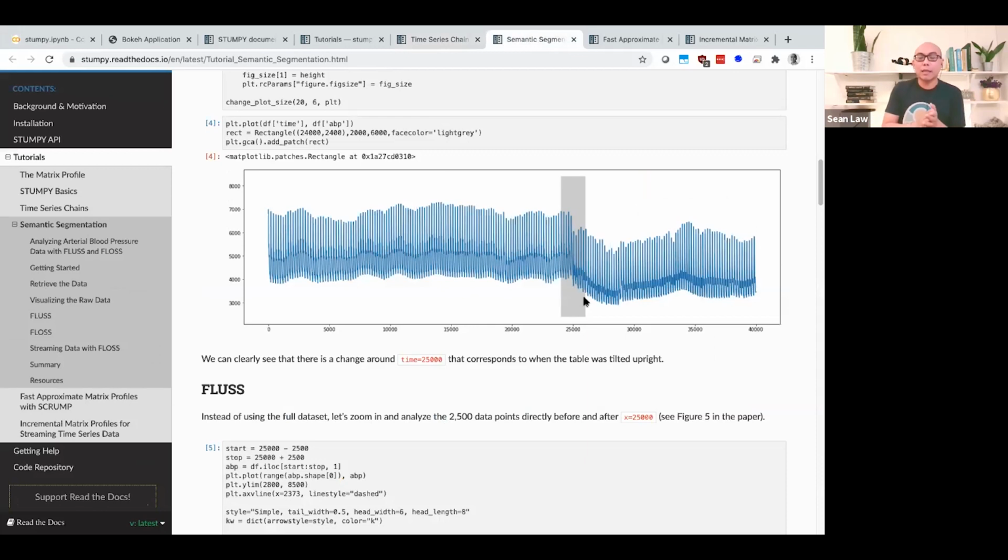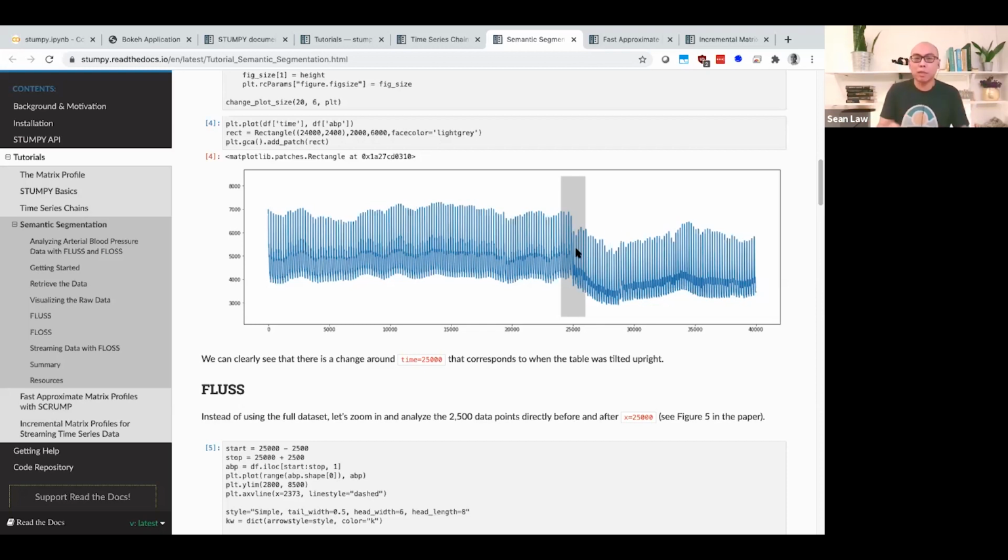But there's also another idea called semantic segmentation. This is a data set looking at blood pressure. You can see that there are two regimes here. There's one group on the left, and then eventually something happens and there's a change, shown where that gray bar is. What's really happening is that a human is lying flat on the table. That's the data on the left, and the blood pressure is pretty constant and normal. Then all of a sudden they tilted the bed upwards and jolted them, and their blood pressure changed. This is where that change point is.